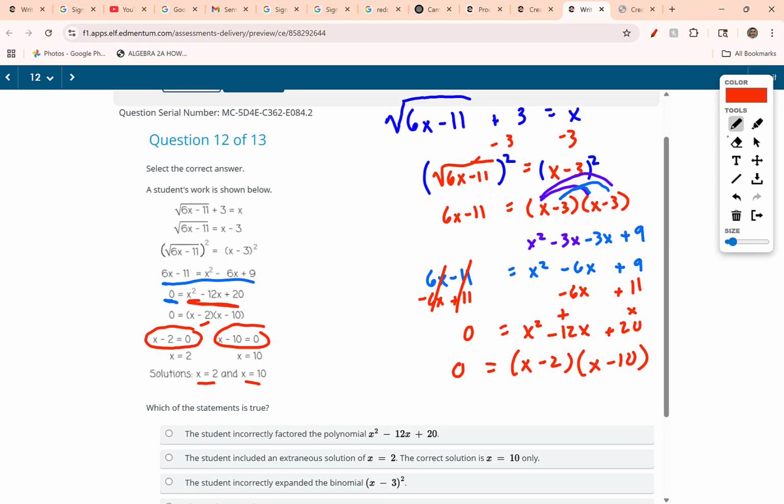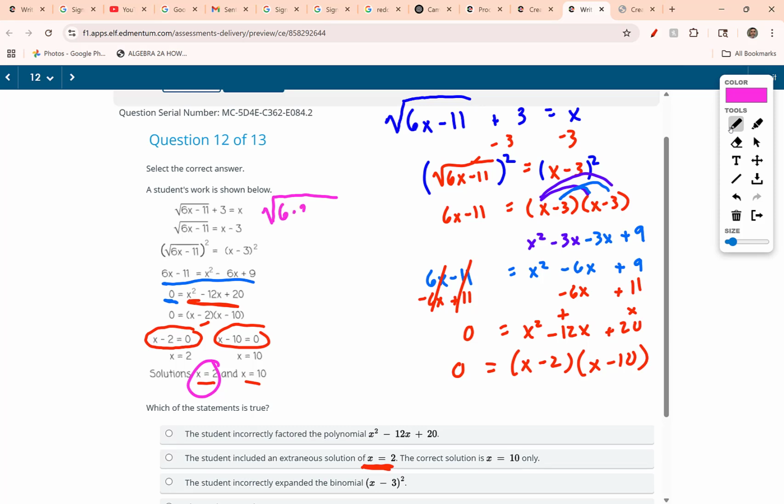The one thing they didn't do, and they could be correct, that is one of the choices. One of the choices is the student is correct. But what they didn't do is they didn't check to see if one of the solutions is extraneous. And this answer choice gives us a hint of which one to check. It says the student included an extraneous solution of x equals positive 2. So what I'm going to do is I'm going to rewrite the original problem, but I'm going to replace everywhere I see an x, I'm going to replace it with positive 2 and see if it works.